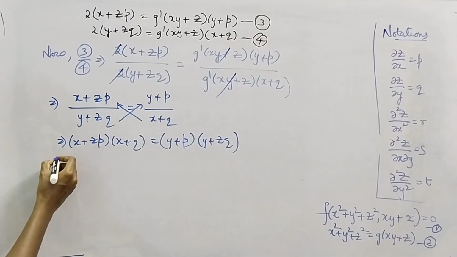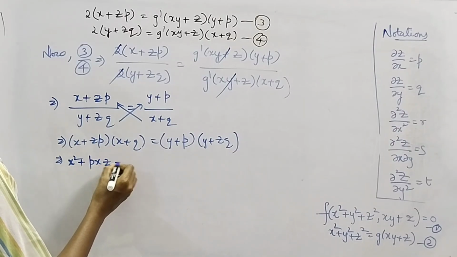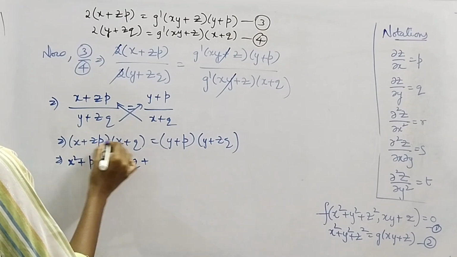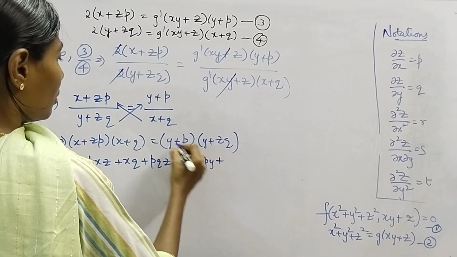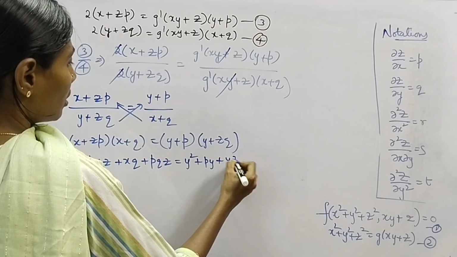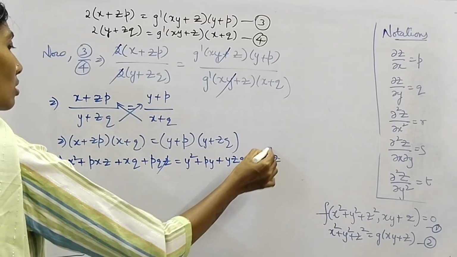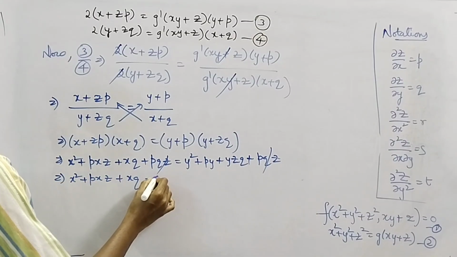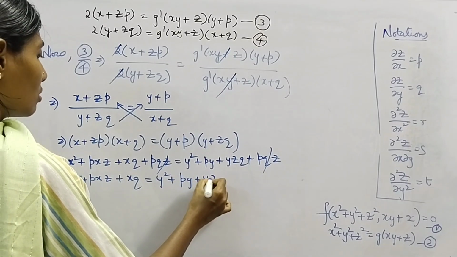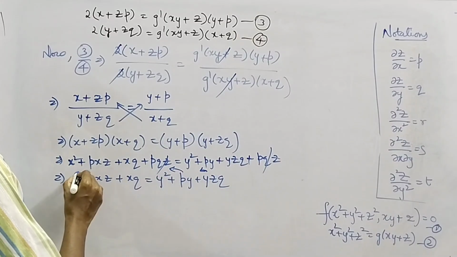Right, now this gives us x into x, x square, zp into x, pxz, x into q, xq, zp into q, pqz, equal to y into y, y square, plus py, plus y into zq, yzq or qzy, plus p into zq, pqz. Here we can cancel pqz and this results to x square plus pxz plus xq equal to y square plus py plus yzq, right? Now we'll write the terms that involve p and q in the LHS part and the terms that do not involve p and q in the RHS part. So we'll just bring these two terms to LHS and take this x square to RHS.